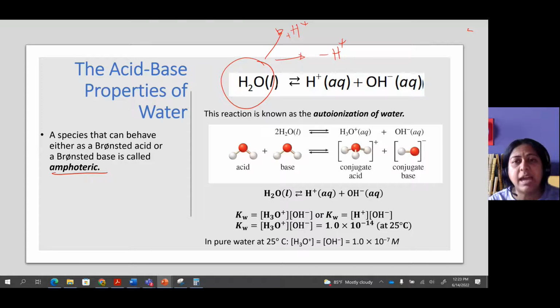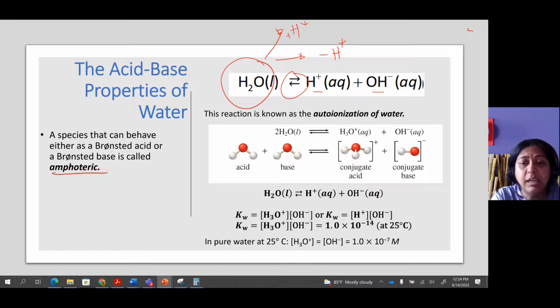So let's look at the ionization of water. When you look at the ionization of water, it can produce the ions H plus and OH minus. So this is in equilibrium. That means it is partially ionized. There is no complete ionization. Therefore, the reaction is in equilibrium. There is a forward reaction and a reverse reaction.